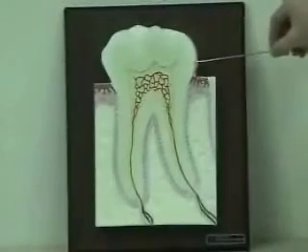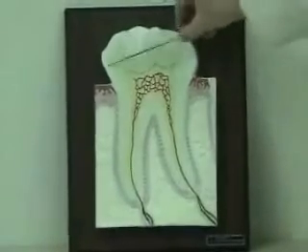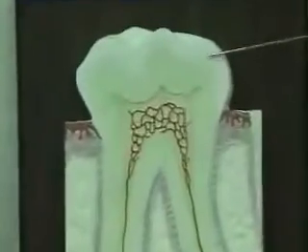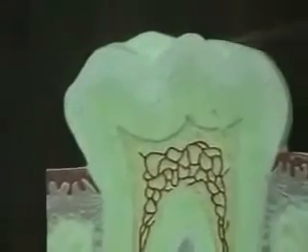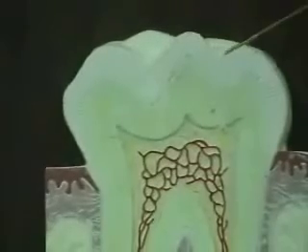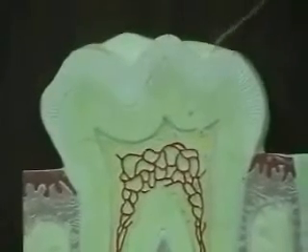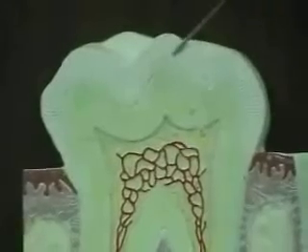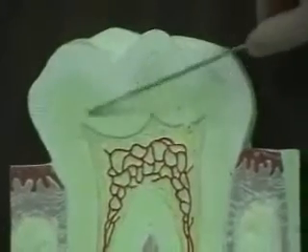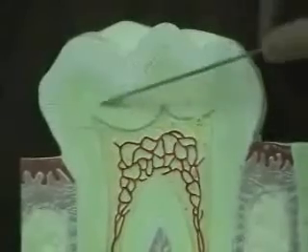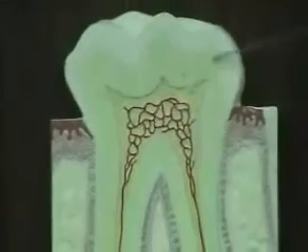Now the crown is covered with the hardest substance in the human body, which is enamel. Enamel, very hard substance covering our teeth. Enamel is an off-white color. Mostly white, but not quite white. The bulk of the tooth, however, is not made of enamel. The bulk of the tooth is made of a material called dentin.